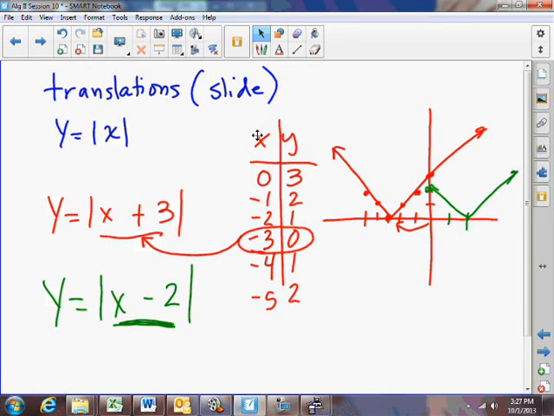Now, we're working on different transformations, and what we've seen so far is that when we add or subtract, we'll get either a vertical effect or a horizontal effect depending upon whether we add or subtract before or after the function is performed.